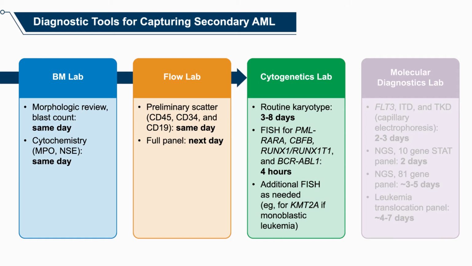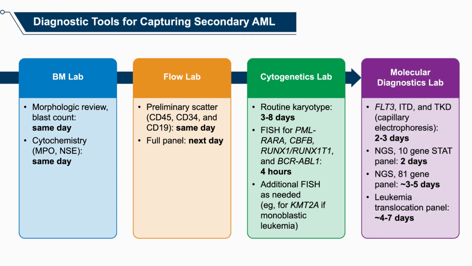The FISH panel that we do is variable depending on the suspected diagnosis, and it can vary from institution to institution. But normally for a newly diagnosed AML, we will assess for PML-RARA, which is the defining cytogenetic abnormality for acute promyelocytic leukemia. We investigate the presence of translocation 8;21 or inversion 16, which are the defining features for the core binding factor leukemias. If there's a suspicion for BCR-ABL fusion, we're able to do a rapid BCR-ABL fusion test using FISH. And then additional FISH can be done based on, again, the diagnostic features that we see based on morphology.